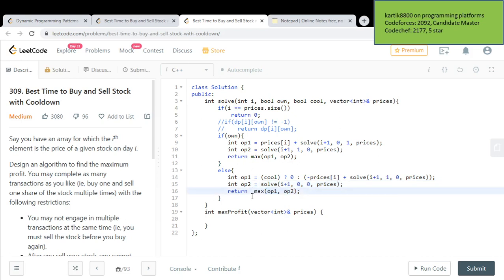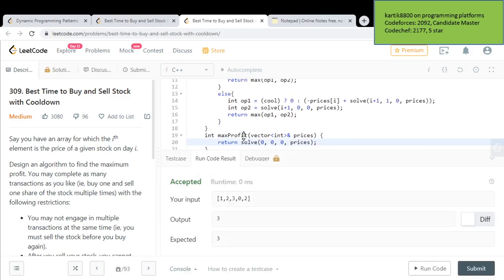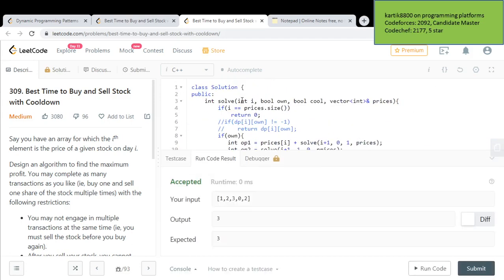Yeah, and now I can simply return solve: what is the maximum benefit I can make from day 0 till day n, given that I do not own a stock, there is no cooldown, and the price is array. Let me see if I get the correct answer. If I do, then we'll apply DP to this. So we are getting the correct answer for this one. Let's apply DP.